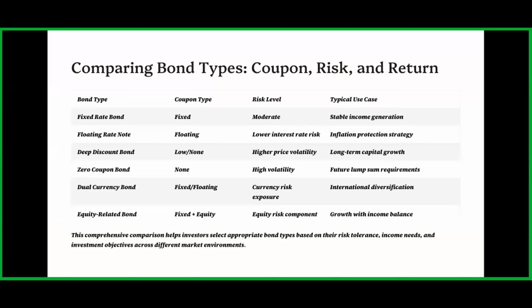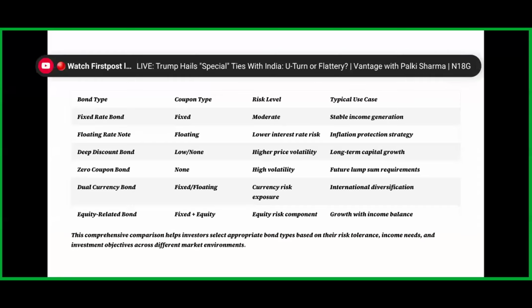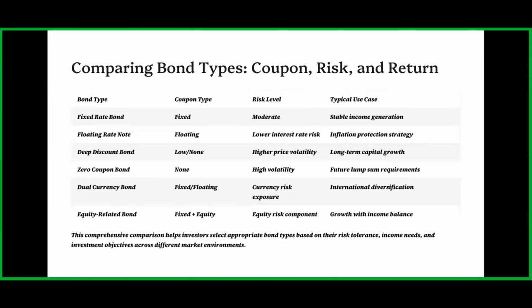Next one is the risk level. Now we are going to analyze the risk level for these different types of bond. The fixed rate bond, we can say, has a moderate risk level. In floating rate note, there is a lower interest rate risk, because we know that as per the market conditions, the interest rate goes up or goes down. So your risk is automatically minimized here in the floating rate note.